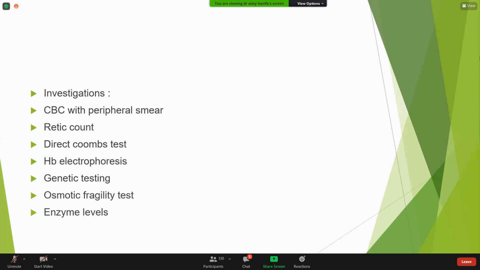Investigations: we start with the CBC with the peripheral smear, and then reticulocyte count, direct Coombs test, Hb electrophoresis, genetic testing, osmotic fragility test, and the enzyme levels. Now, this is a list of investigations which we will go through if you are suspecting hemolytic anemias, but obviously we will do it one by one and gradually, depending on the history, examination, and the initial CBC and peripheral smear findings.